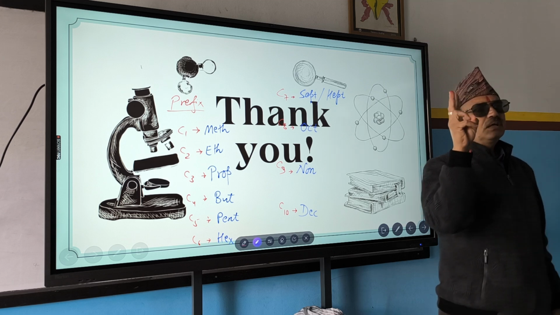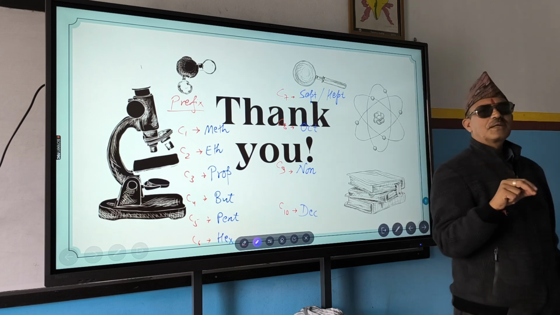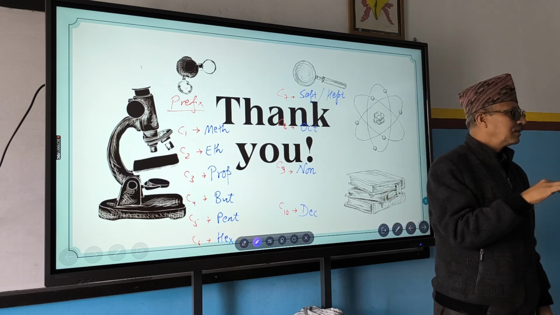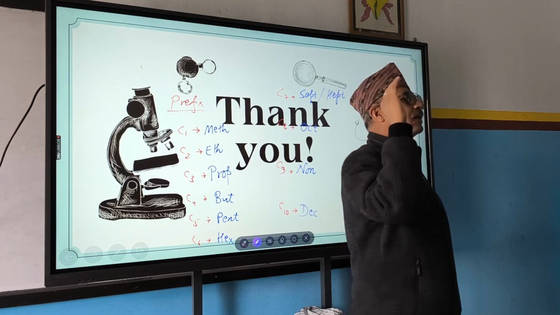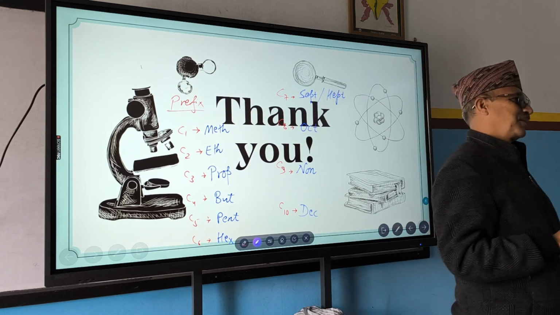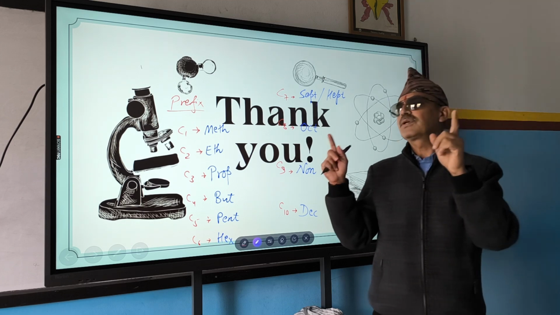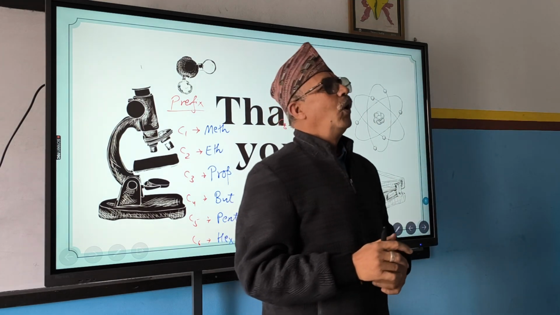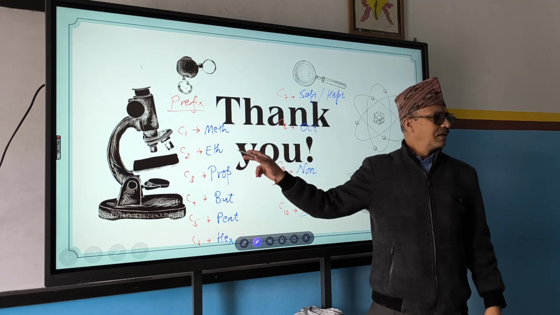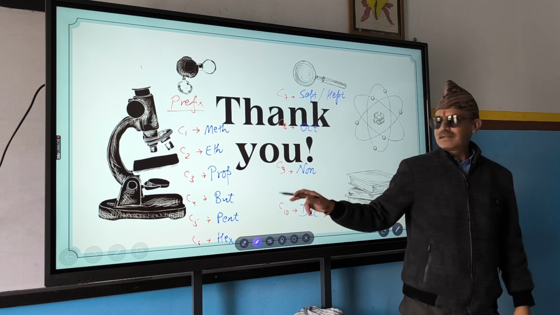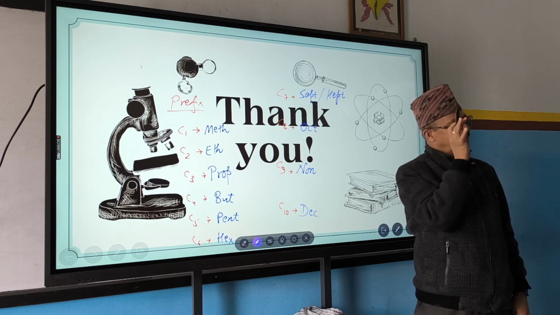Understood or not? Carbon 3, carbon 6, carbon 2, carbon 5, carbon 10. Once again: meth, eth, prop, but, pent, hex, hept, oct, non, dec. If it is alkane, then methane, ethane, propane, butane, pentane, hexane, heptane, octane, nonane, decane. Yes or no?